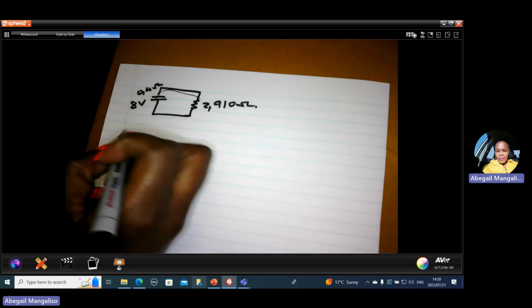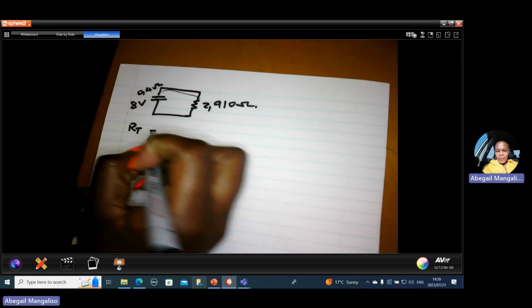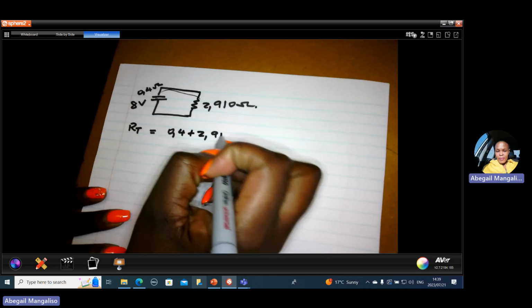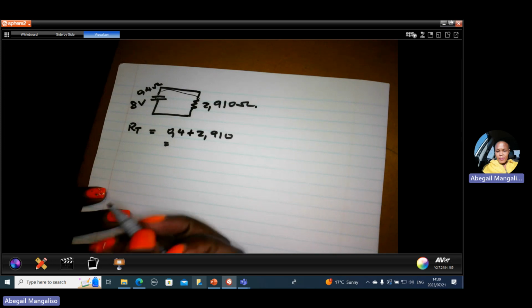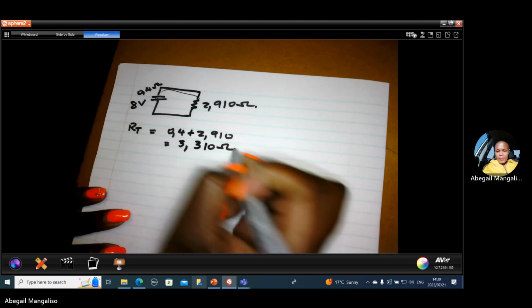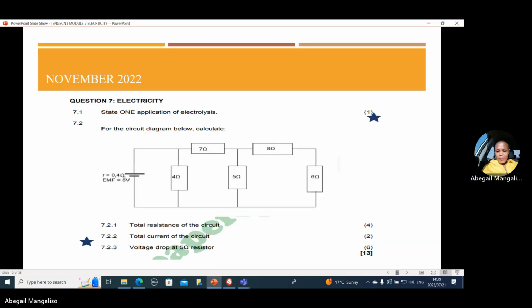Since there are only 2 resistors, they will give us the total resistance. So RT will be 0.4 plus 2.910. And the answer will be 3.310. That is the final answer. So we got the total resistance of the circuit, which is out of 4 marks.